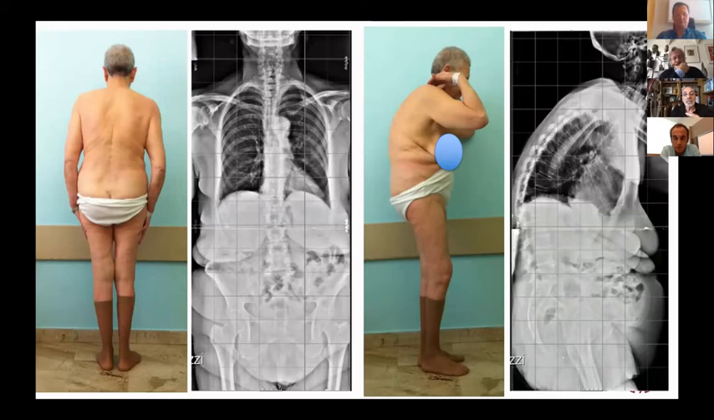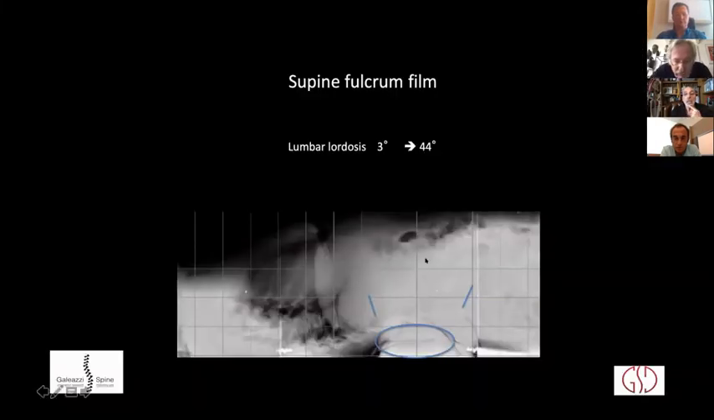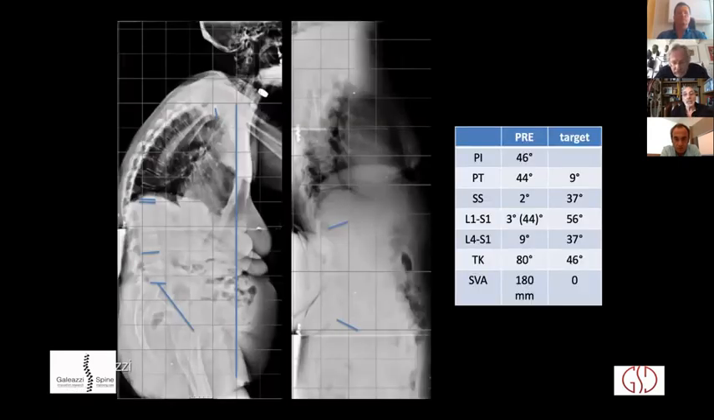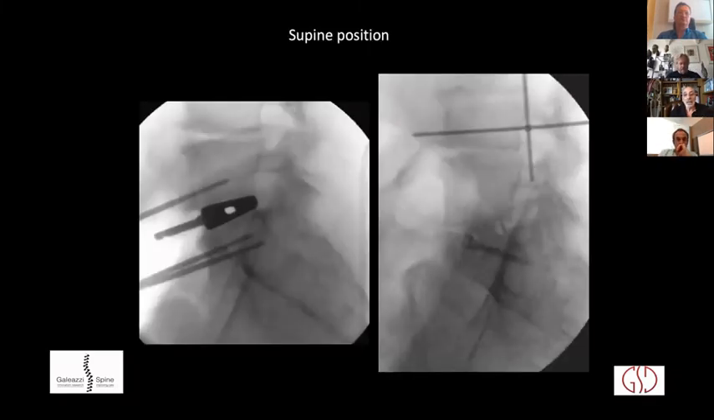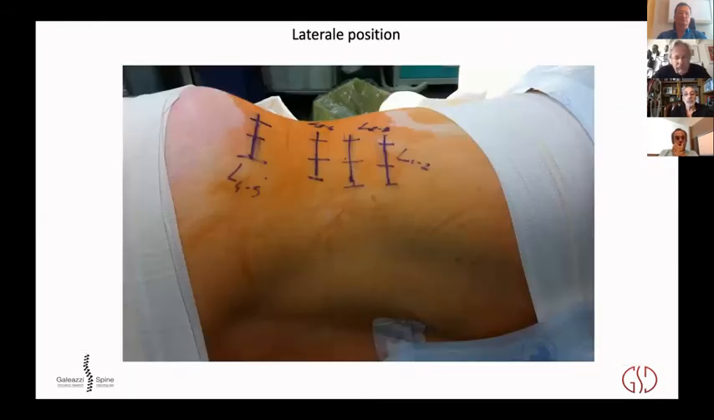We can consider this when the supine fulcrum film is like this. We can see that there is a significant reduction of the deformity if you put your patient supine with a pillow below the apex of lordosis. In this case, we can plan this kind of surgery. We start with the ALIF at L5-S1, then we turn the patient and we put cages with the transpsoas lateral approach at L4-L5, L3-L4, L1-L2, and L2-L3.